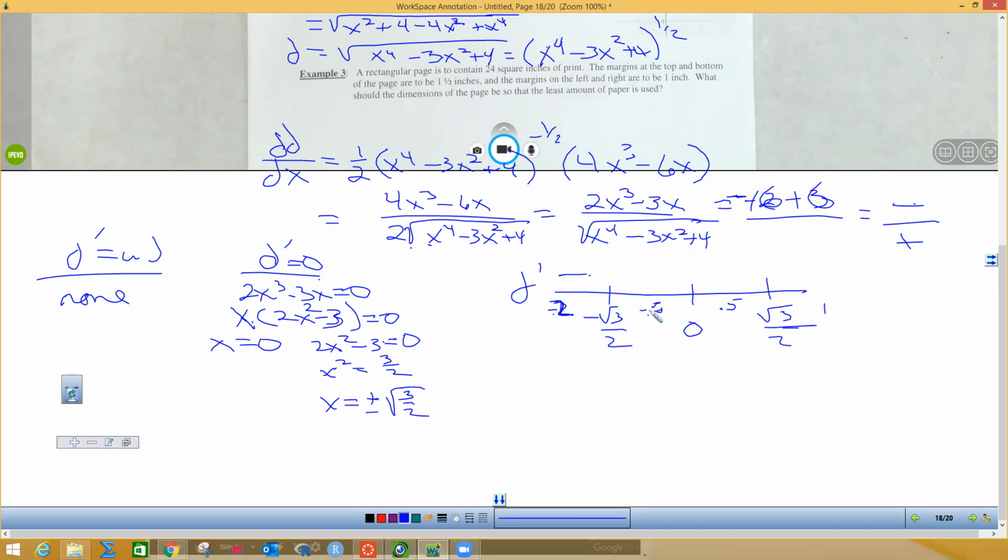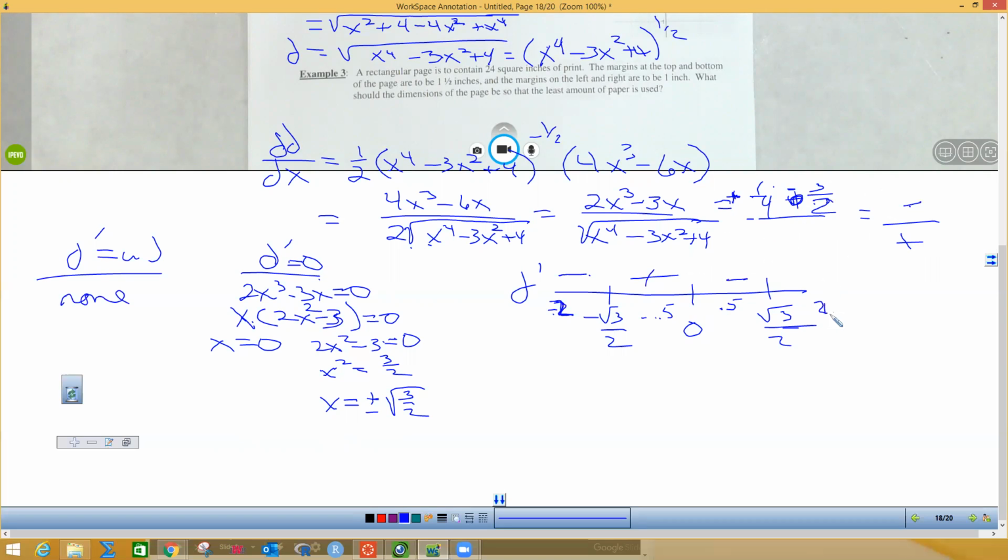Okay. So let's come in here and find a value in here. Again, I'm going to try negative 1/2. So negative 1/2 to the third is a negative 1/8, so this is negative 1/4. And then negative times a negative is a positive 3/2. So this is positive on the top, and we always have positive on the bottom, so that's positive. Let's try 1/2. If I put 1/2 in here, this becomes a positive, and this becomes a negative. So now this is negative on top, and we're always positive on the bottom, so that's negative.